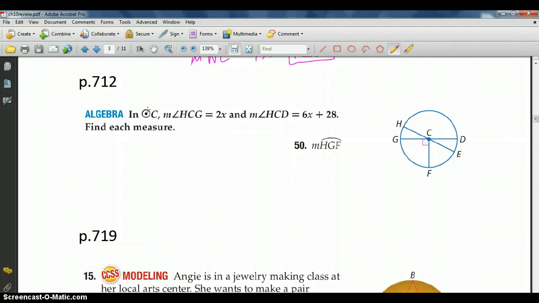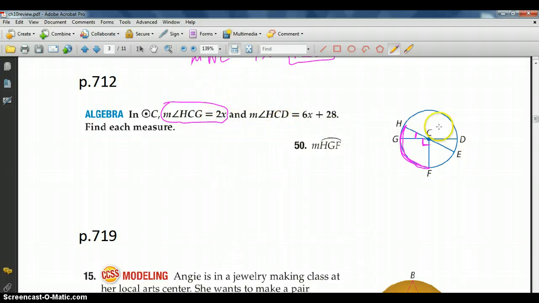From page 712, number 50. Find each measure. We want to find the measure of arc HGF. Well, we know that part of it is going to be 90 degrees. We just have to figure out what this other part is right here, and then add 90 to it. So, do we know the measure of angle HCG? No, but we have an expression for that. So HCG is 2x, so we have to figure out what x is first.